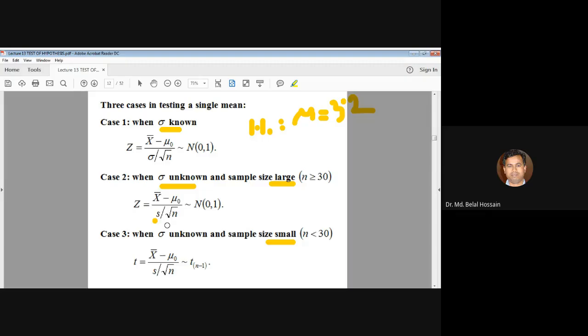You know it. You know how to calculate this S, right? It is unknown, but it is actually estimated from the large sample when n is greater than 30. But there are situations when sigma can be unknown and sample size is small, less than 30. Then the formula (x bar minus mu 0) divided by (s over square root of n) will follow a t distribution with n minus 1 degrees of freedom. N is the number of elements in the sample.